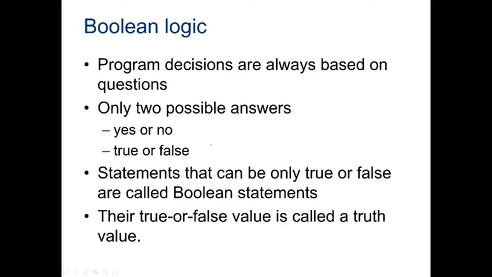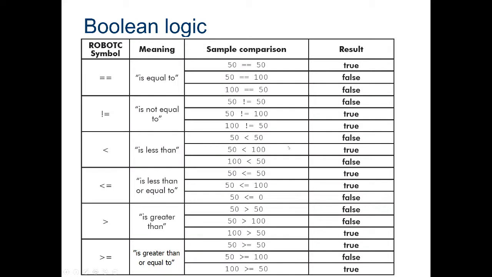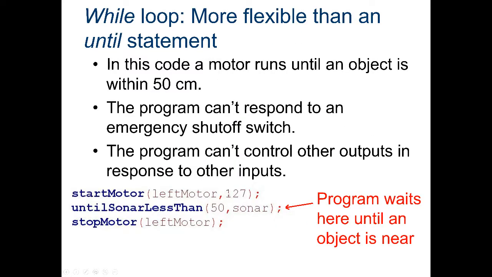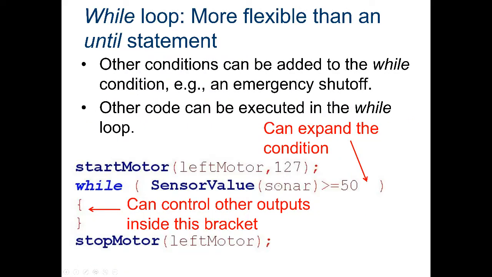So it uses logic, yes or no, true or false. There's lots of different things that we can be doing, but know that there has to be a condition. So in this case, here's an example. While you are not pressing the bump switch, meaning 0 means you're not pressing it, and 1 would be yes, you are pressing it, this is what's going to happen. Let's just see. While the sonar is greater than 50, the left motor is going to be running.